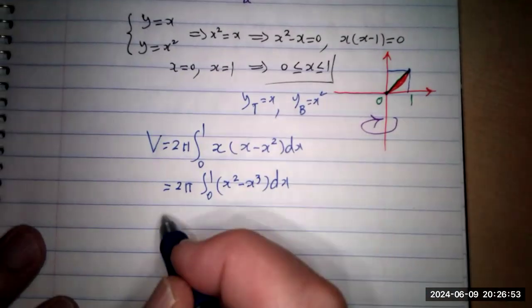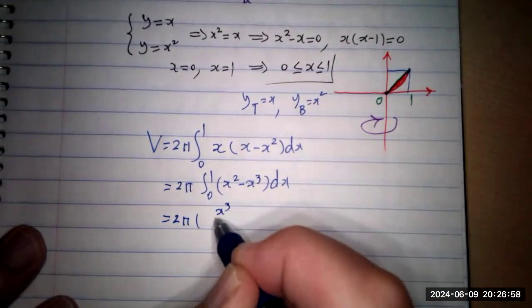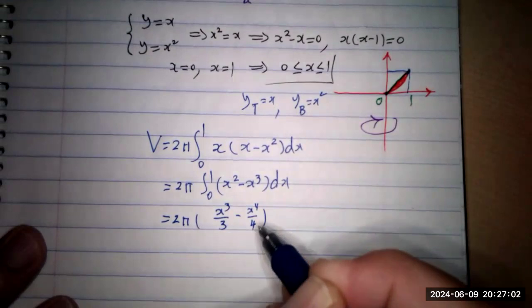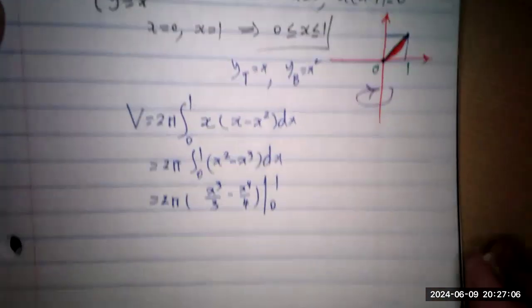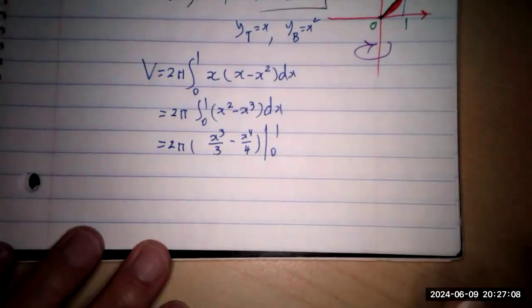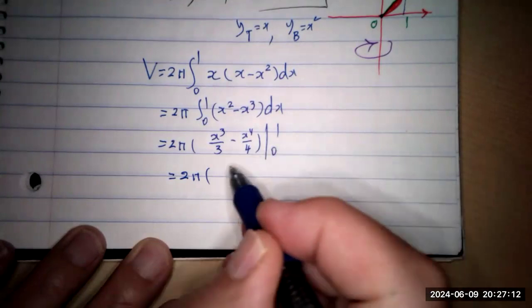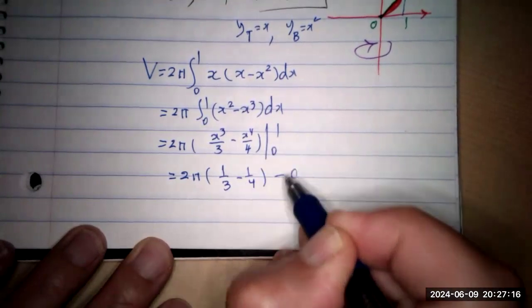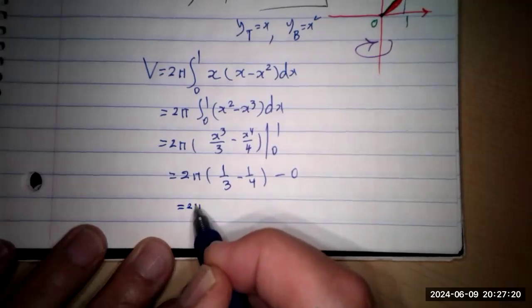Okay, continue to integrate it. 2 pi, and that gives you x cubed over 3 minus x to the 4th over 4. I'm going from 0 to 1. If you put in the 0, you get nothing. If you put in the 1, that gives you 2 pi times 1/3 minus a quarter, minus 0.